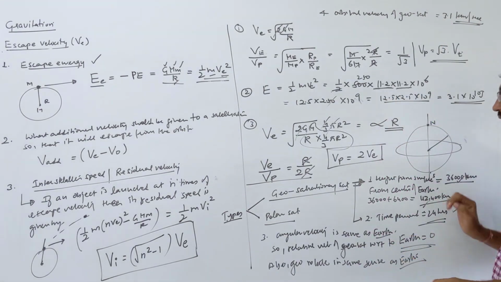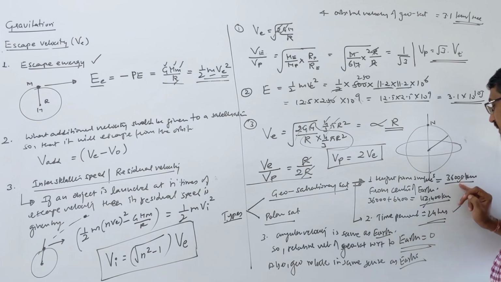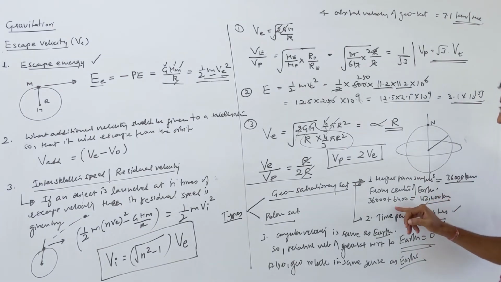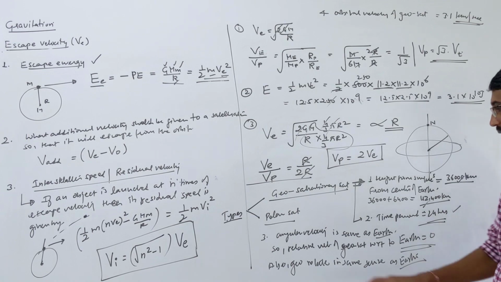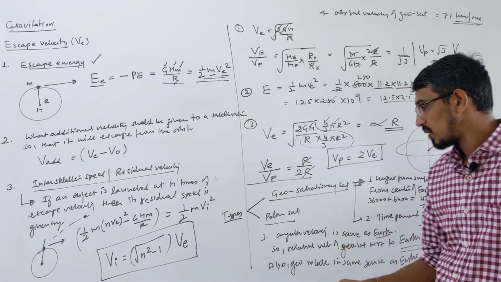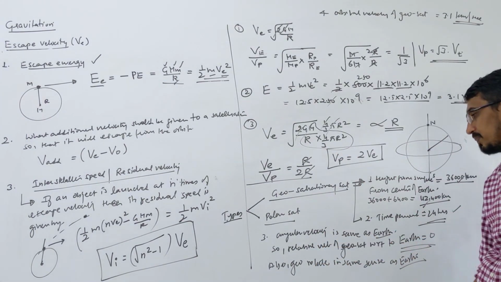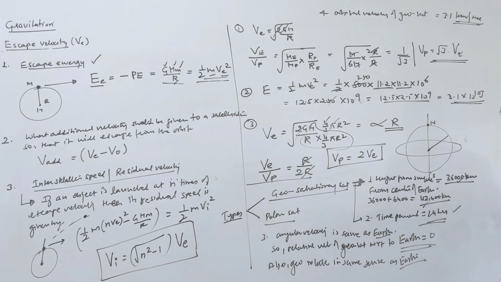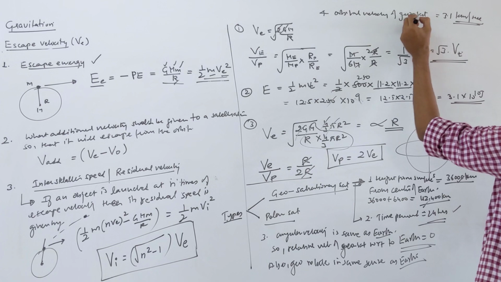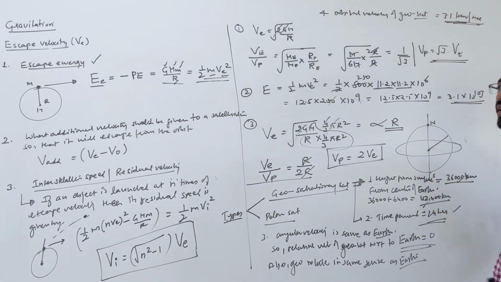So once more, the height of the geo satellite from the surface of the earth is 36,000 kilometer. From the center of the earth, you add the radius of earth, so 42,400 kilometer. Time period is the same as earth only, 24 hours. Angular velocity is the same as earth only, so relative velocity with respect to earth becomes 0. Its direction of rotation is the same as earth only, west to east. And the orbital velocity of a geo satellite is about 3.1 kilometer per second.